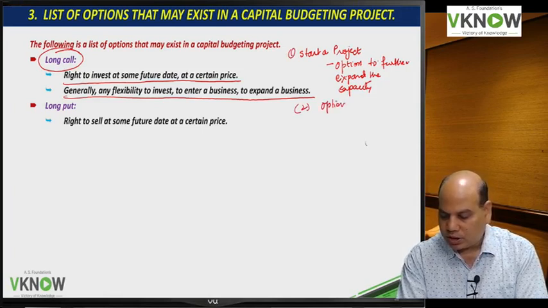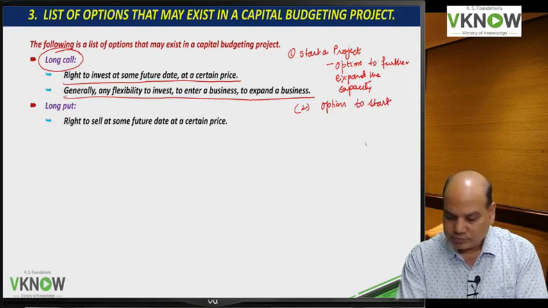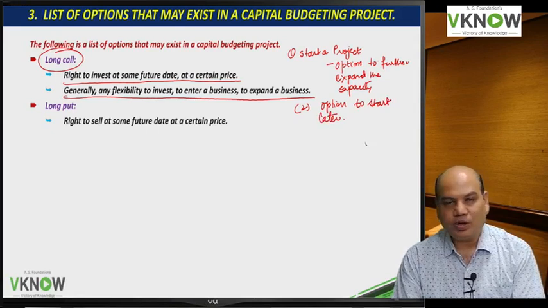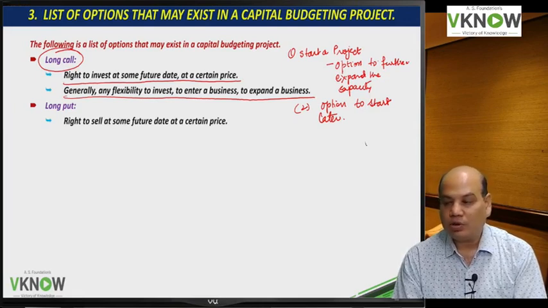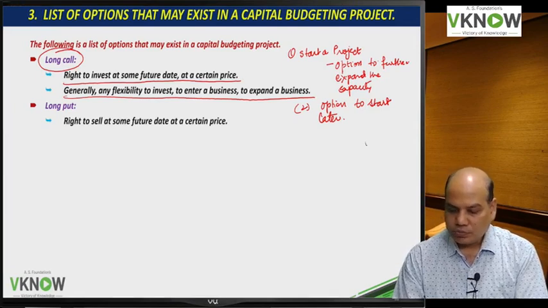Or the second example I had given you, option to start later. Let the election be over. Let the meeting of the oil producing companies be over. Thereafter we will see what the outcome is, and accordingly if I want, I can invest later. That is called long call.